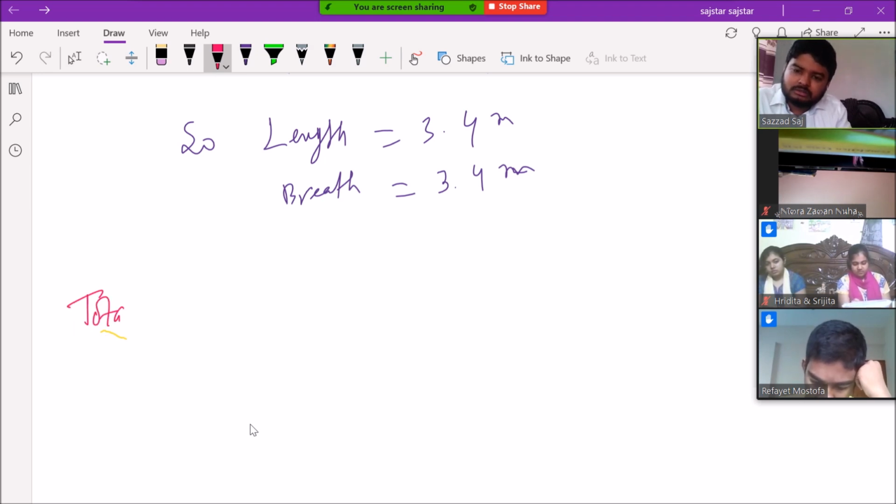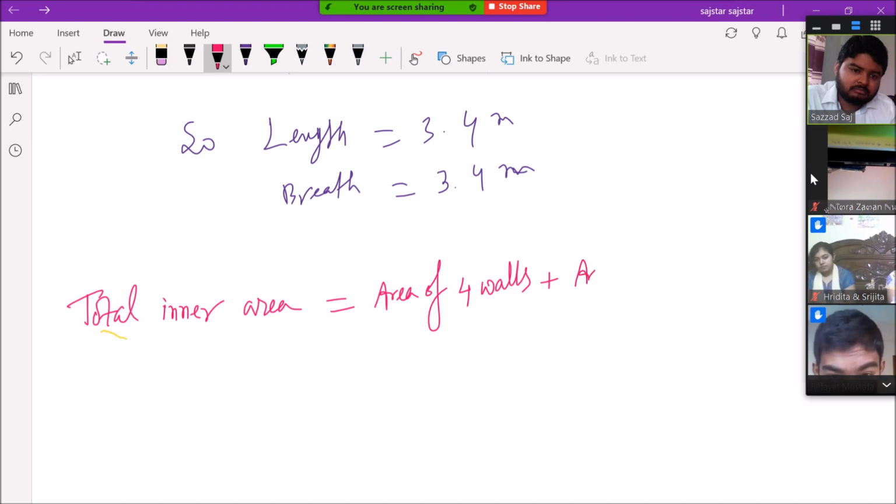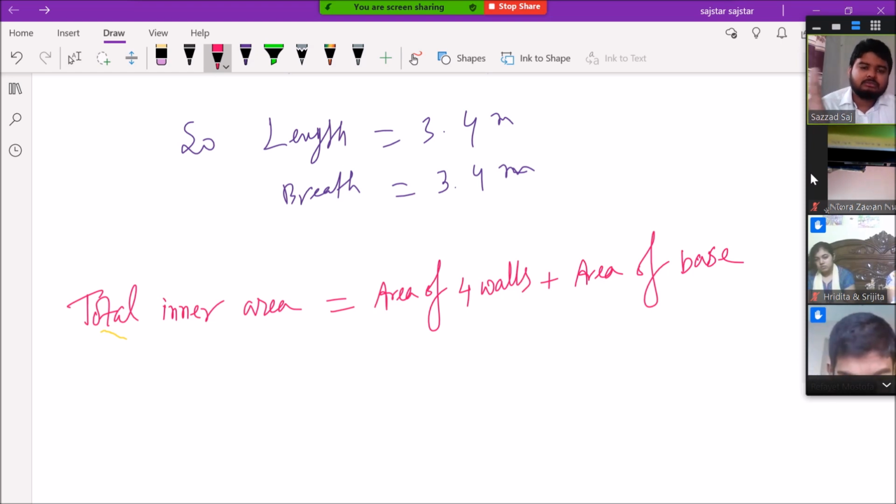Total inner area equals, so what is the total inner area? Area of 4 walls plus area of what? Area of base. The bottom part we are calling area of base. 4 walls and area of base, total 5 walls.